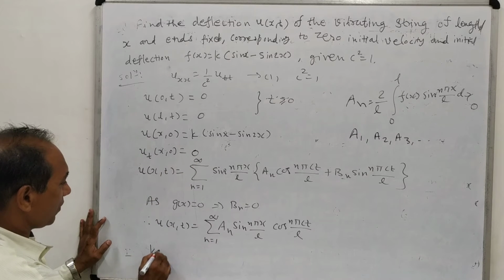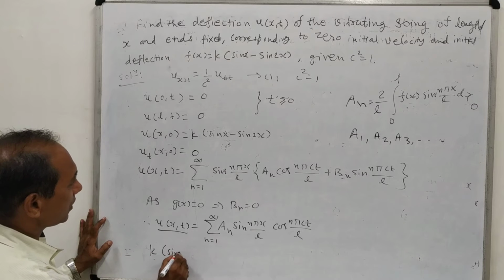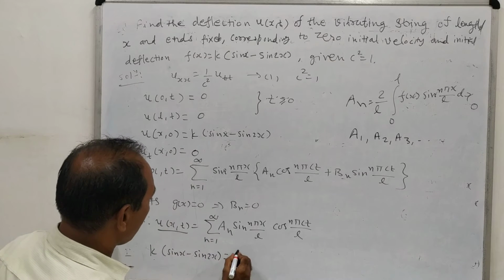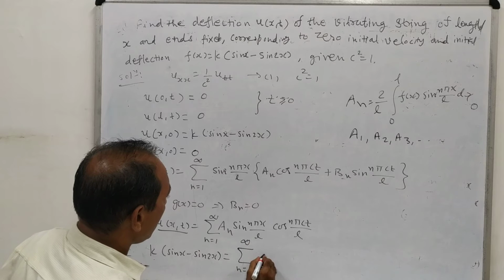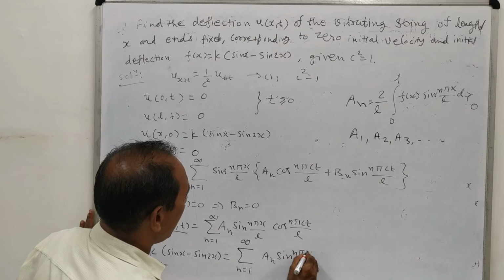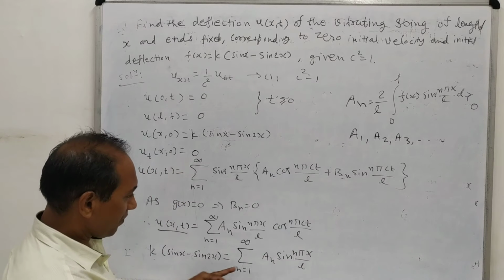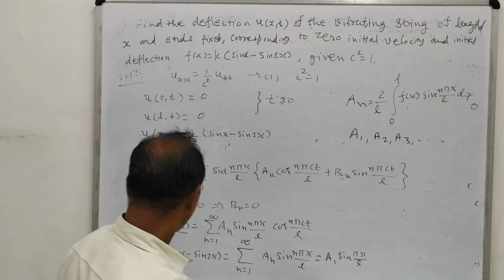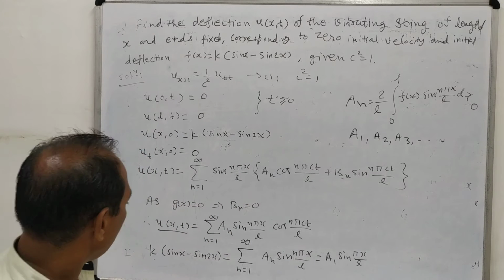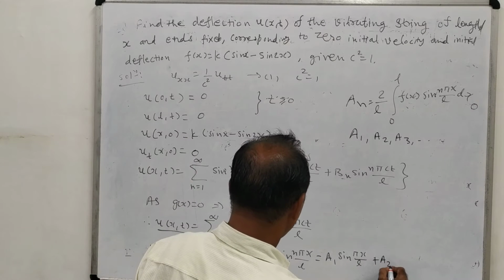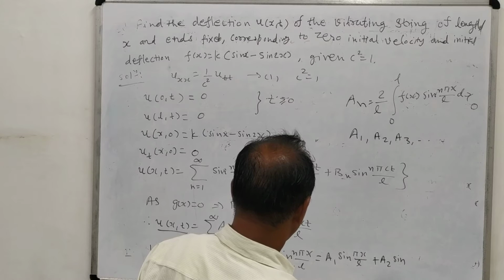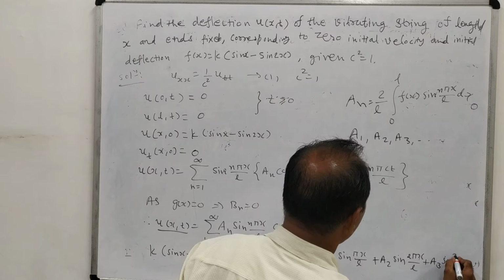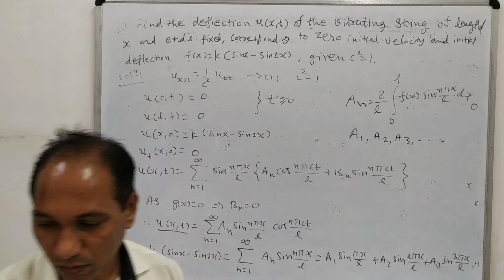equal to this one. So we have this value k into sine x minus sine 2x equal to, if we put t equal to 0 here, sigma n equal to 1 to infinity a_n sine n pi x upon L, and cos 0 is 1. So if we expand the sigma for n equal to 1, we will have a1 sine pi x upon L. If we put n equal to 2, we will have a2 sine 2 pi x upon L plus a3 sine 3 pi x upon L and so on.